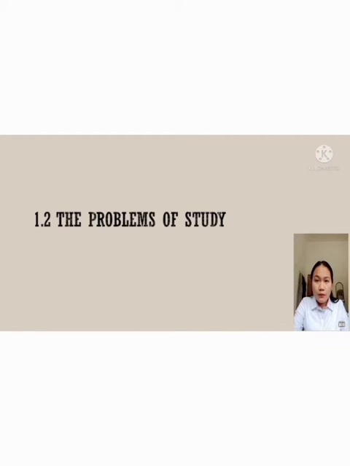1.2 is the problem of study. In this section of the problem of study, we will include any problems that we will examine, or in other words, the problem of study is the place of problem formulation, which will later become the reason or purpose of our research. Usually, in making the formulation of the problem, we can use the words what and why as questions for our problems.